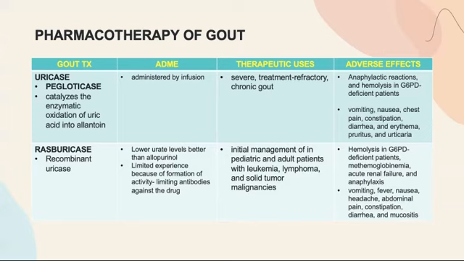Hemolysis in G6PD deficient patients, hemoglobinemia, acute renal failure, and anaphylaxis have been associated with the use of rasburicase. Other frequently observed adverse reactions include vomiting, fever, nausea, headache, abdominal pain, constipation, diarrhea, and mucositis.